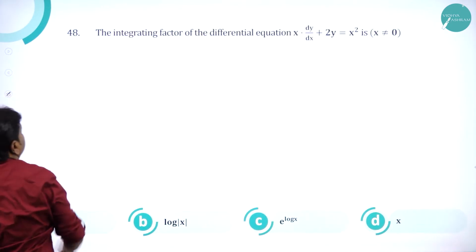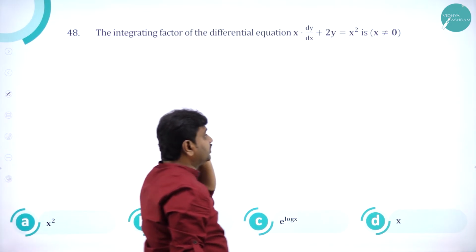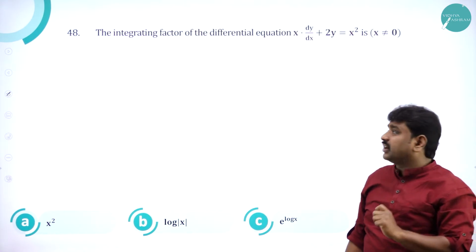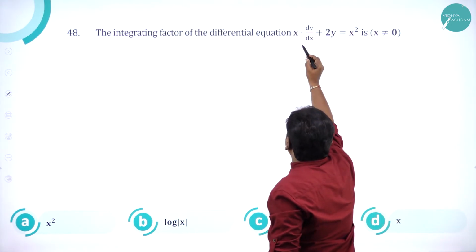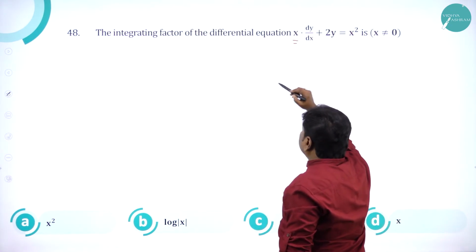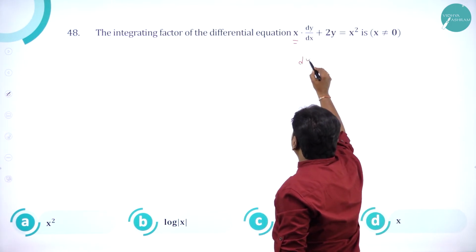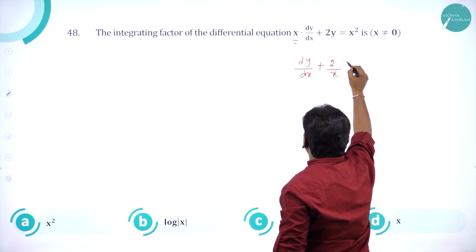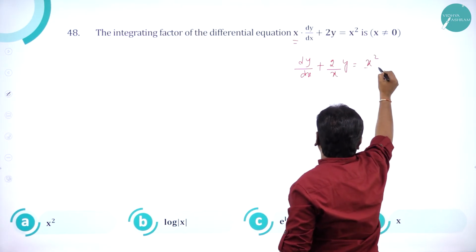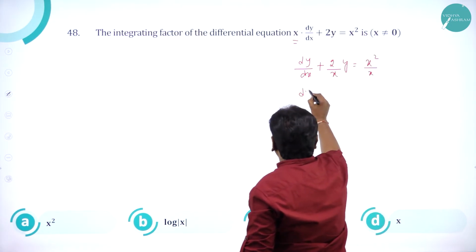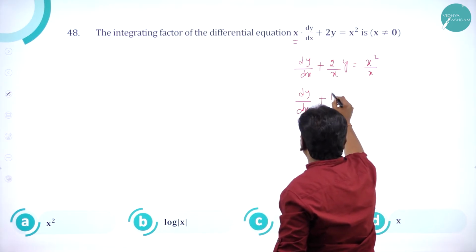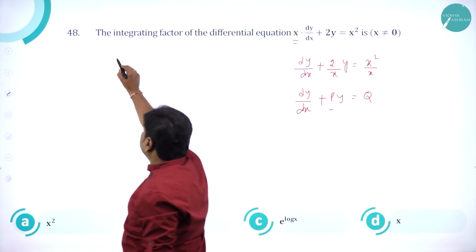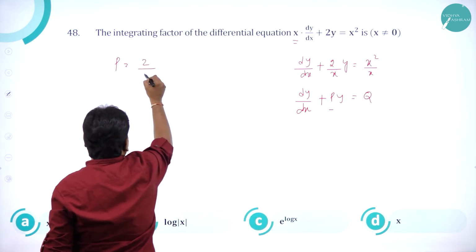Next, we have the integrating factor of the differential equation. All of you know what is IF. What is IF? e power integration of p dx. So, now it is in the form of x into dy by dx. So, divide by x on both sides. If I divide by x on both sides, I will get dy by dx plus 2 by x into y is equal to x square by x. Now, it is in the form dy by dx plus py is equal to q. So, p means the coefficient of y. So, first find p. What is p now? p is 2 by x.